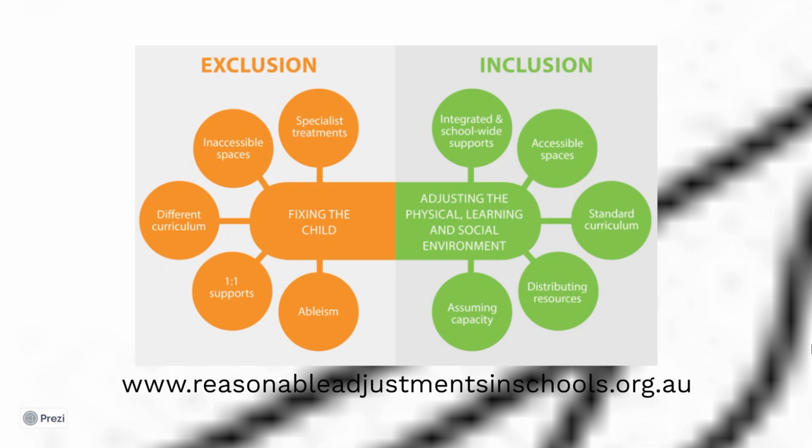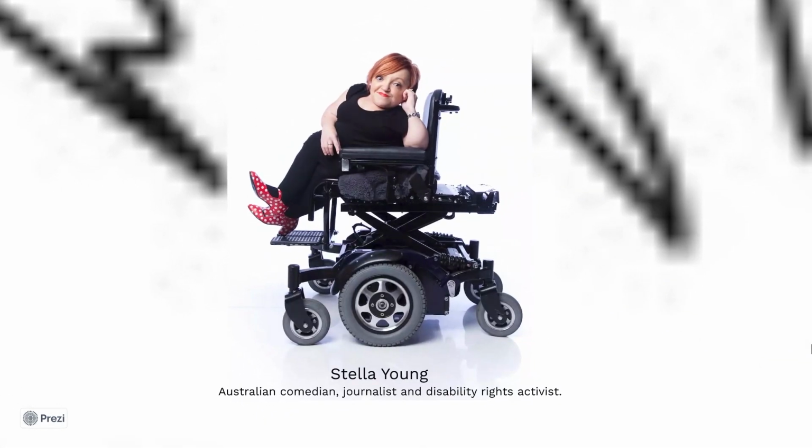However, in terms of inclusion, this is about adjusting the physical learning and social environment. There may be integrated and school-wide supports. The entire school campus may include accessible spaces. Students with disabilities take the standard curriculum and are assumed to have capacity to learn just like everybody else. We are now going to listen to a guest speaker, Stella Young, who is an Australian comedian, journalist and disability rights activist.